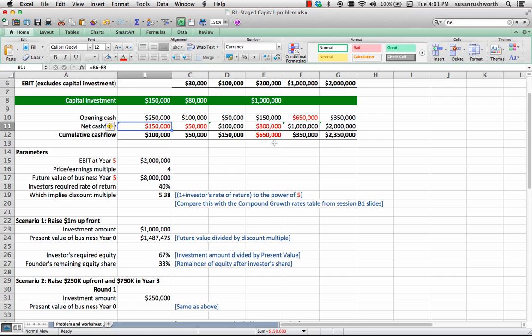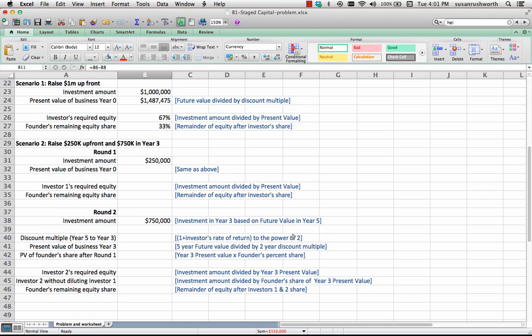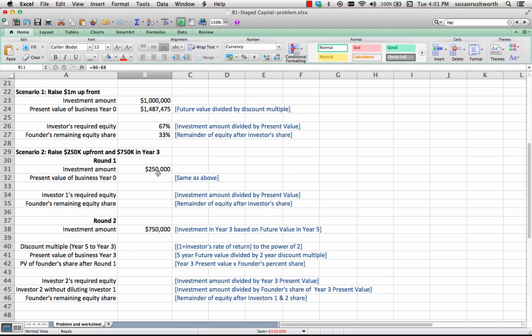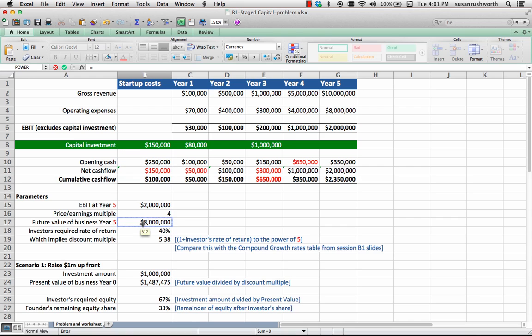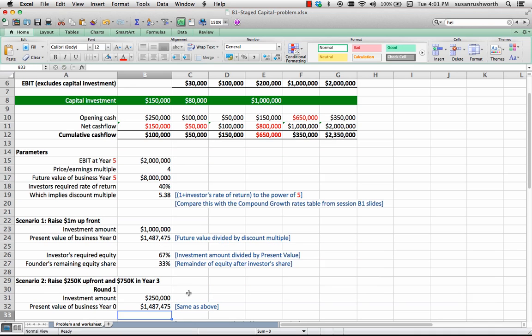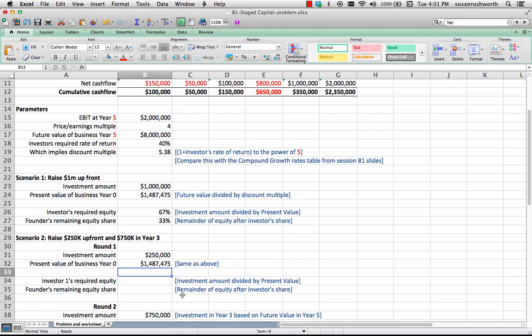So let's assume that we raise the same amount of capital, $1 million, but in 2 stages. First $250,000, and then 3 years later another $750,000. First, let's calculate the first capital raising. The investment amount is $250,000. The present value of the business in year 0 is exactly as we calculated it before. It's the future value of the business, right here, divided by this discount multiple. So once again, 1.487 million.